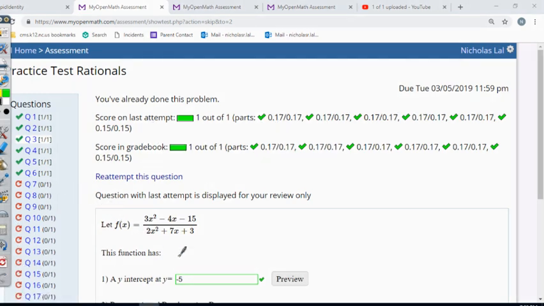The y-intercept is at y is equal to negative 5. The y-intercept is when the x value is 0. So when x is equal to 0, every x term is 0, and you have negative 15 divided by 3, and that's equal to negative 5.